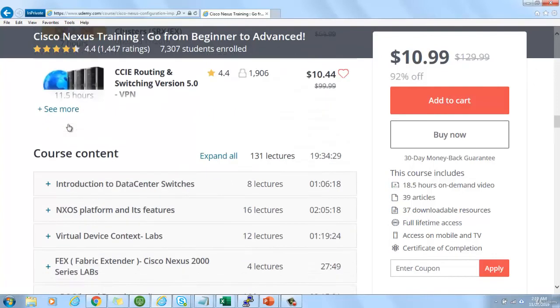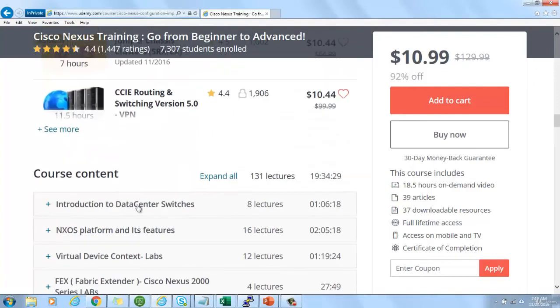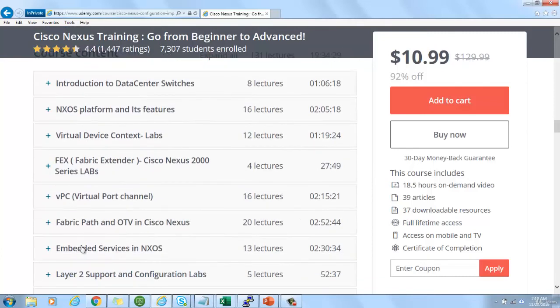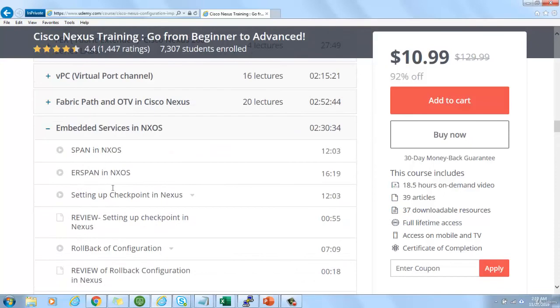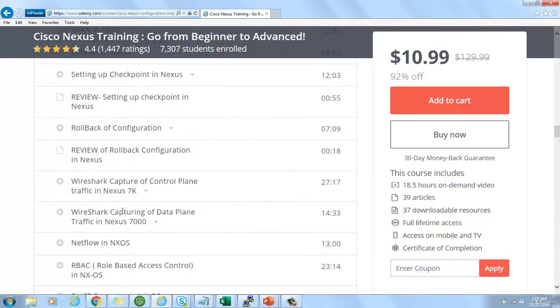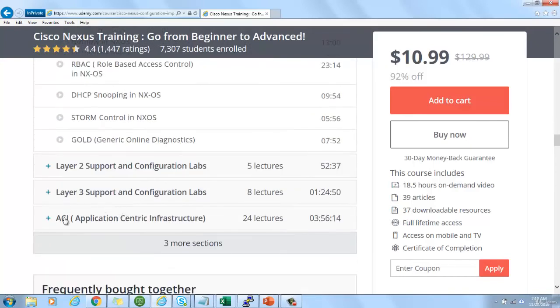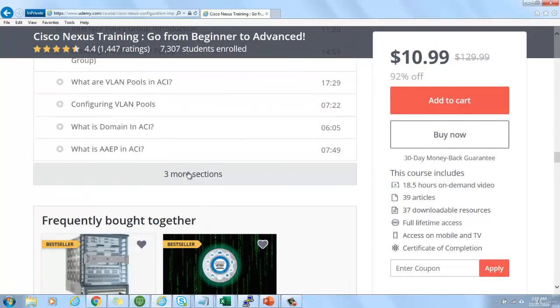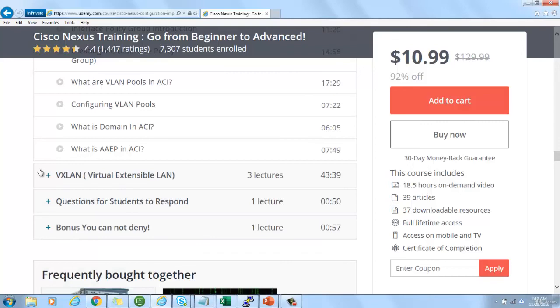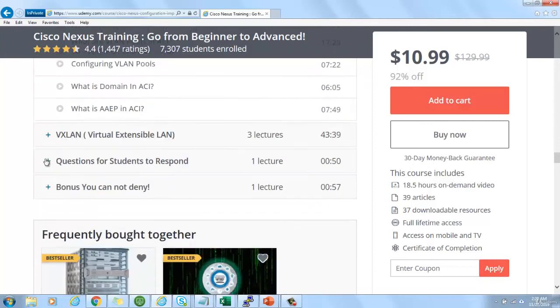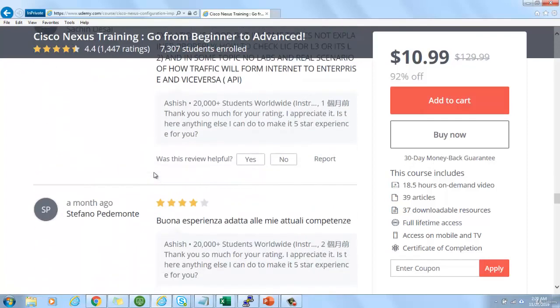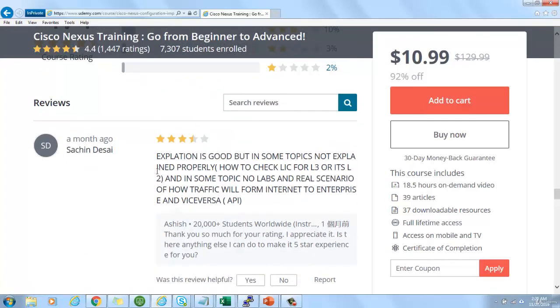So these are the sections. First section, second, then the VPC section, VDC, FEX, VPC, FabricPath, embedded services like SPAN, ERSPAN, checkpoint, rollback, NetFlow. ACI is there, and 3 more sections. VXLAN's first lecture is covered for this. This is my profile, and this is what people are talking about.